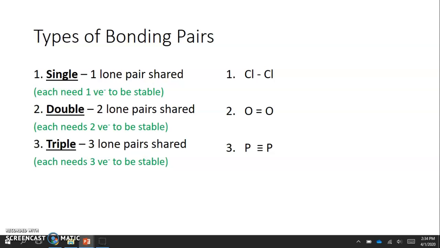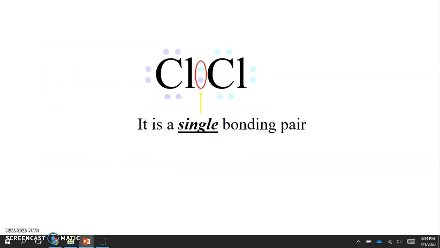Okay, so with chlorine, they were each just missing 1, so they just had to make 1 bond, where they had to share their lone pair electrons. With oxygen, we're going to see is a little bit different because oxygen needs 2 electrons to be happy, so they need to share 2 of their lone pairs.